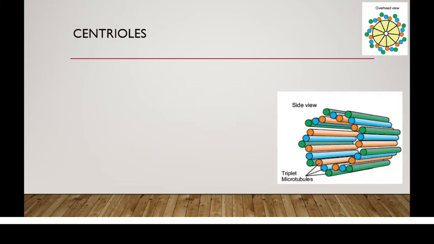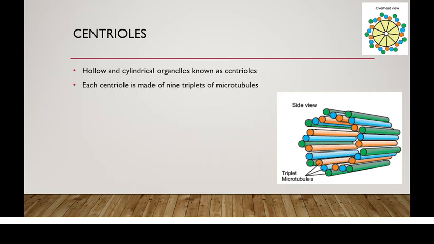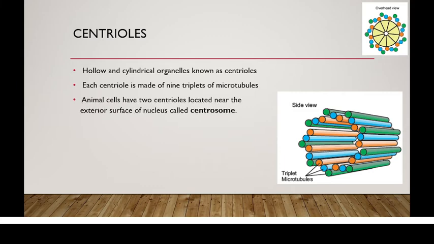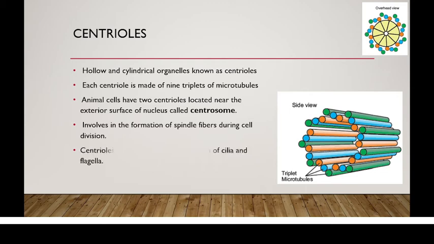What are centrioles? These are hollow and cylindrical organelles known as centrioles. Here you can see in the diagram that these are triplet microtubules. They are arranged in such a way that they form a circular hollow structure. Animals have two centrioles near the nucleus that are collectively known as centrosomes, and they are involved in spindle fiber formation. As you know, the spindle fibers are formed during cell division, where chromosomes can attach to these spindle fibers, and the centrioles are also involved in the formation of cilia and flagella.